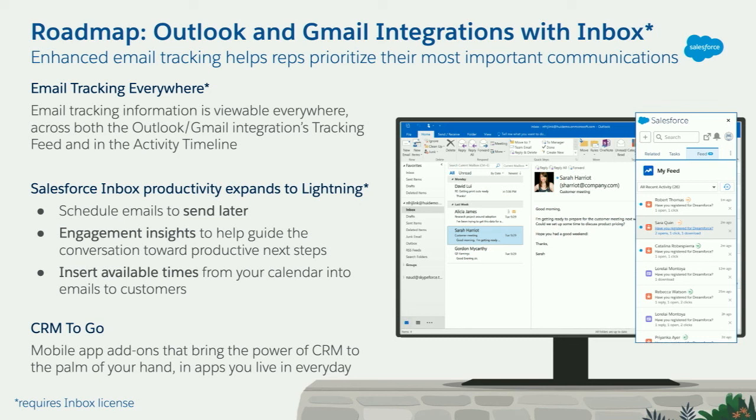So that includes the ability to schedule emails to send later so that you're sending email communications to your prospects at exactly the right time. We'll be introducing engagement insights in Lightning email to help sales reps guide the conversation towards productive next steps. And of course, no one wants to send 5 or 6 emails back and forth to get that calendar meeting scheduled with a customer. So we'll be bringing that awesome insert availability tool that reps love from Inbox into the Lightning email experience. So you can send free times over to prospects with one click.